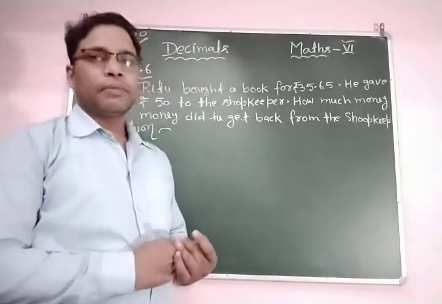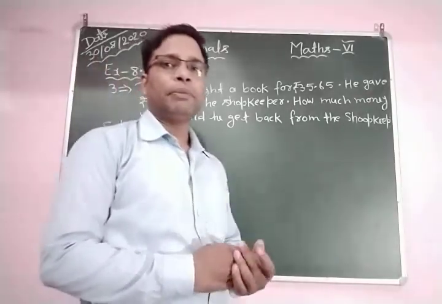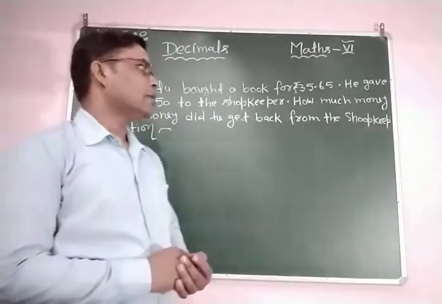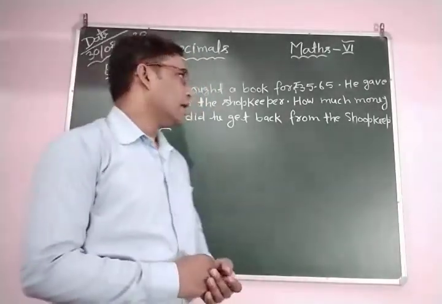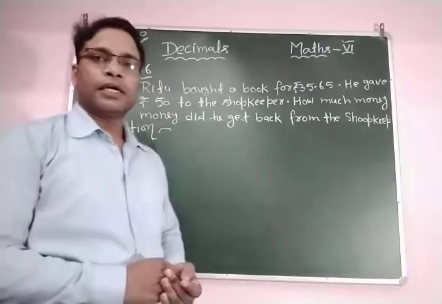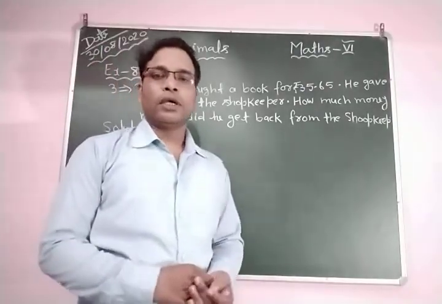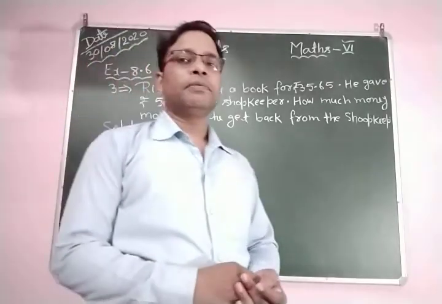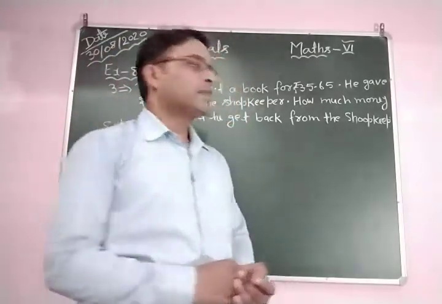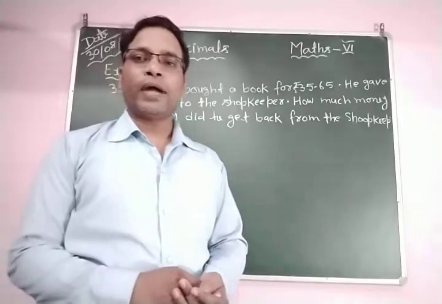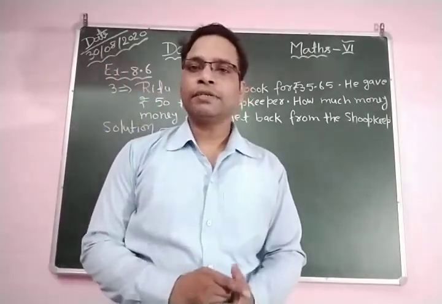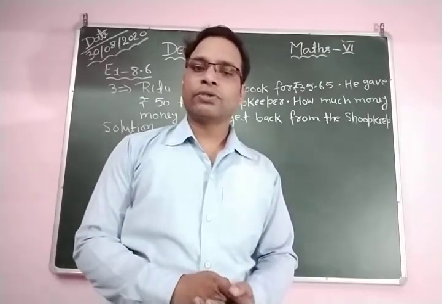And she gave 50 rupees note, 50 rupees to the shopkeeper. So how much money did the shopkeeper return to Ritu? So how can we solve this question? We subtract 35.65 rupees from 50 rupees. Okay, so let's see how to solve this question.